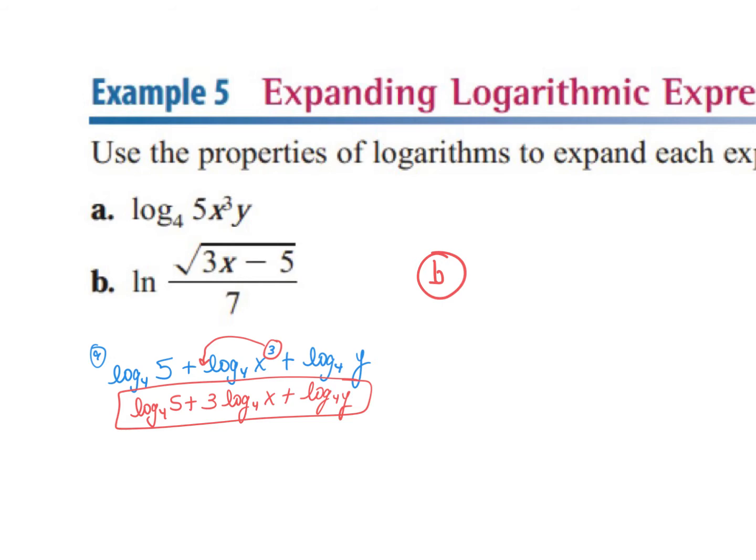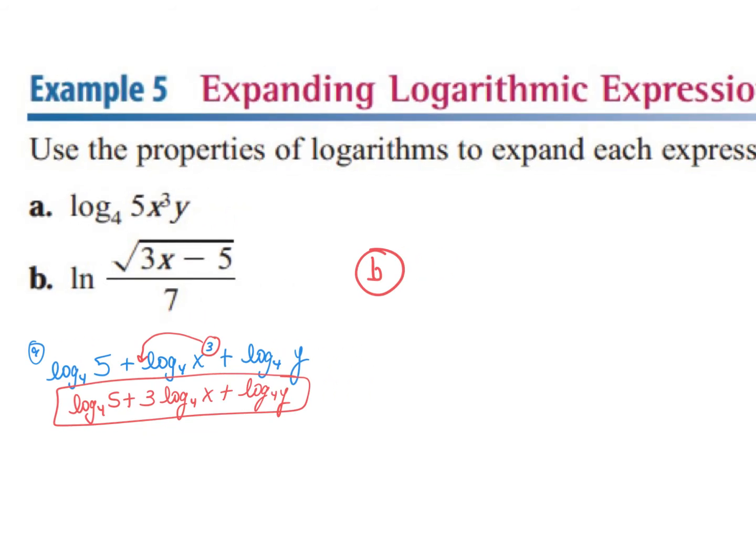Not squared. I like what you're thinking. Half. Very good. You can rewrite this as the natural log of 3x minus 5 to the what power? To the 1/2 over 7. Guys, if it was the cube root, what would my exponent become? 1 over 3. If it was the 8th root, what would my exponent become? 1 over 8. Good.